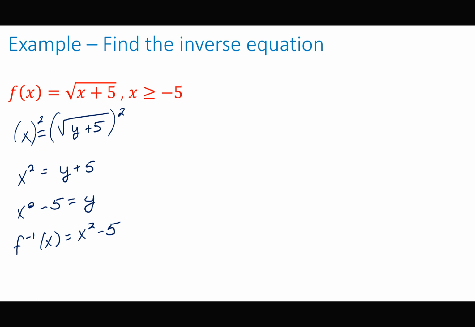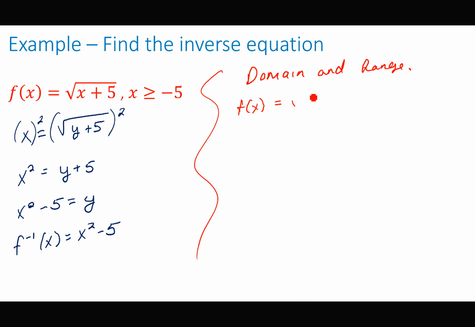All right, so this one's pretty straightforward. But now let's talk domain and range. If we're looking at the original function, f of x is square root of x plus 5. What is the domain of this function? What possible x inputs can I put into this original function here that I'm working with?